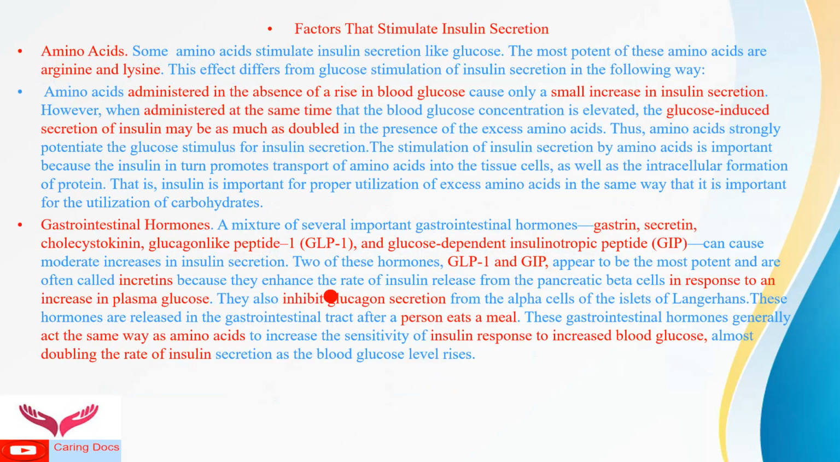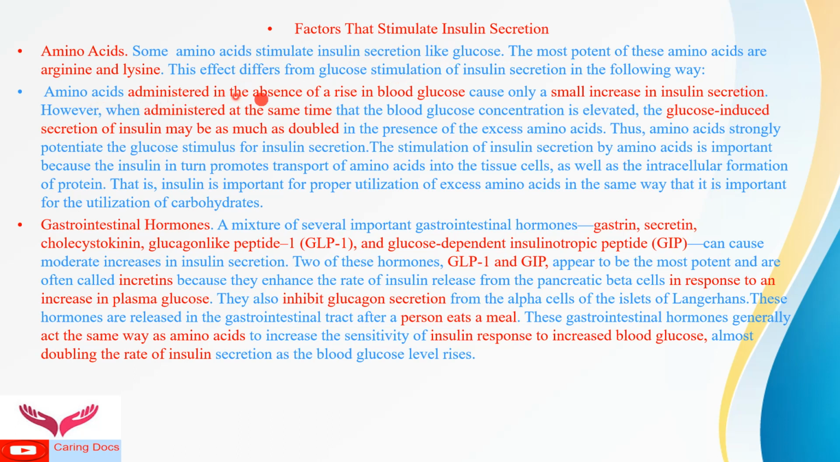There are other factors also which help in secretion of the insulin. There are certain amino acids, especially arginine and lysine. Not all amino acids cause insulin secretion. These two amino acids, arginine and lysine, also have insulin secretion effects like glucose, but they act only in the presence of glucose.